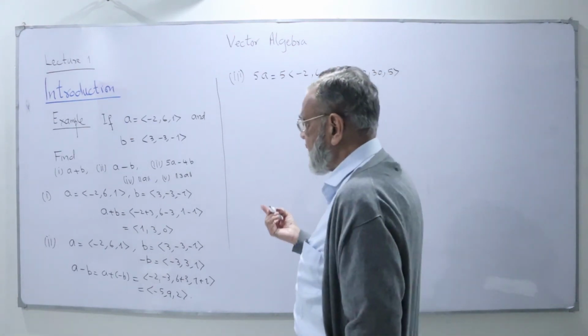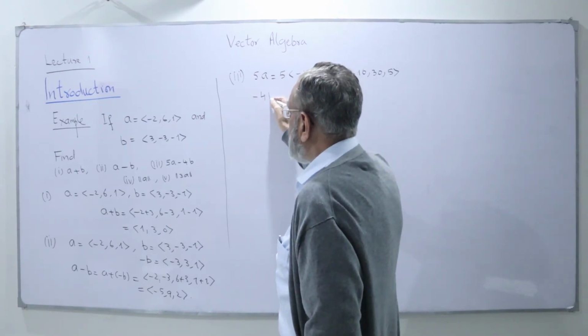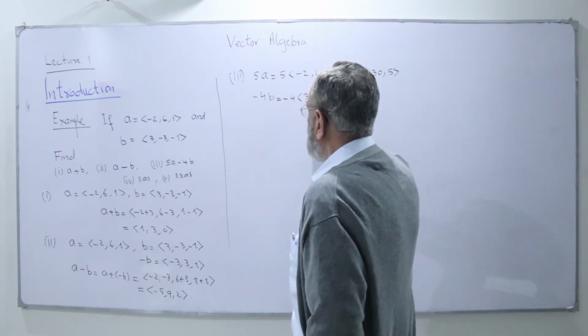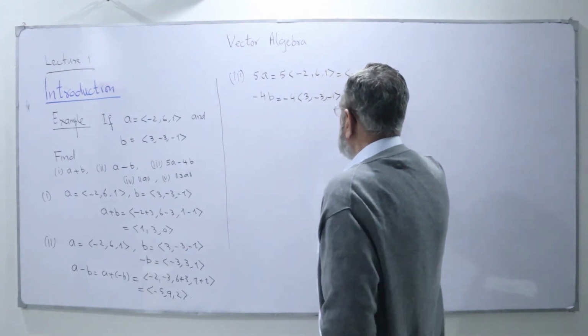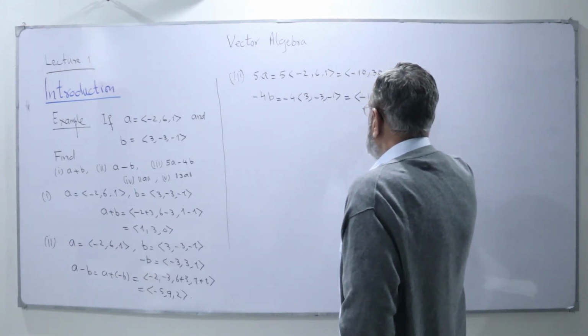Then I have minus 4B. So I multiply my vector B by minus 4. What's my B? My B is (3, minus 3, minus 1). So each of the entries is multiplied by minus 4. We get here minus 12, here 12, and here 4.